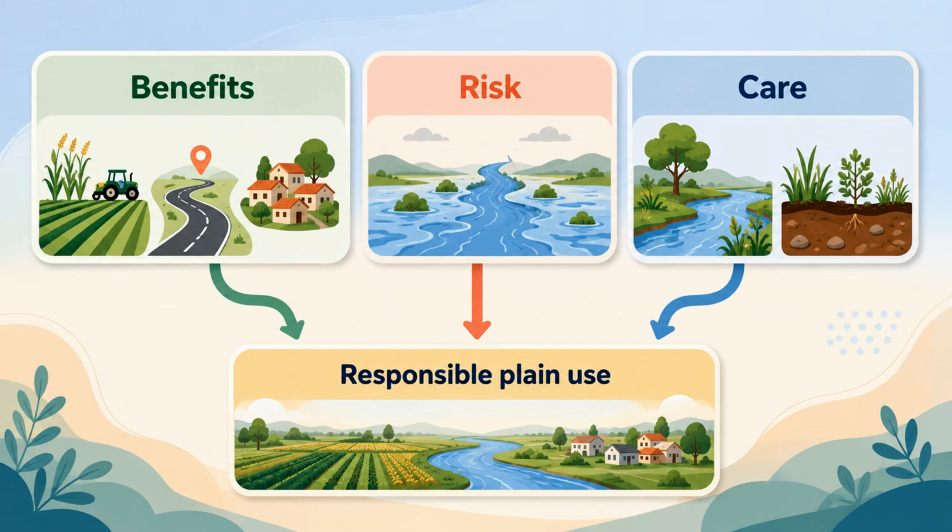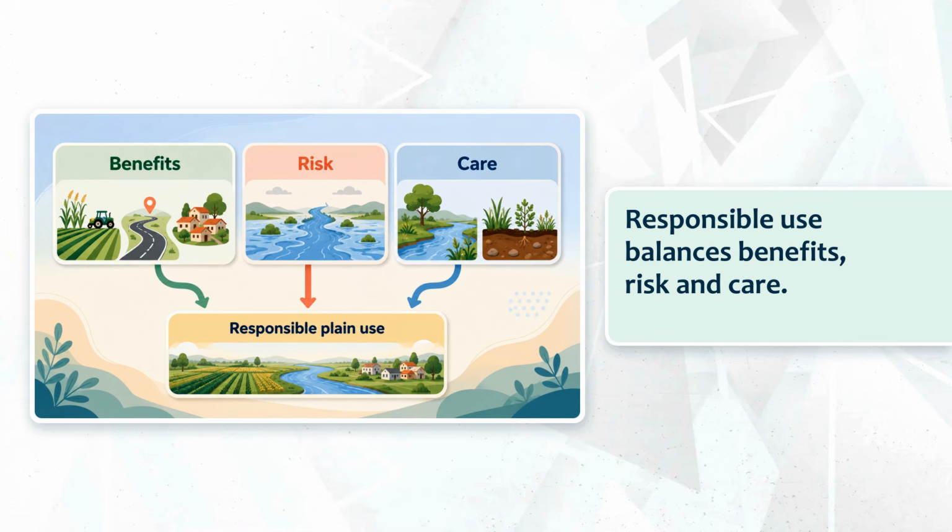River and soil resources support many plain benefits, so they need protection. Flood risk also has to be considered, making responsible use a balance between opportunity, risk, and care. The final judgment is not simply good or bad. Responsible use balances benefits, risk, and care. Rivers and soils are part of that balance.